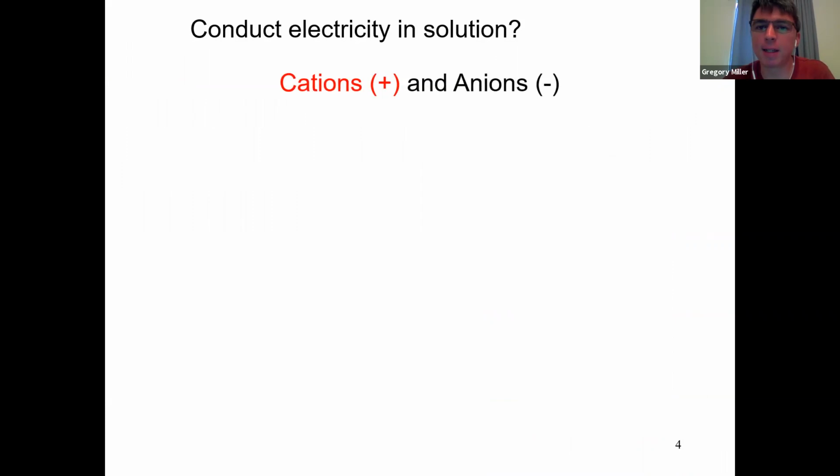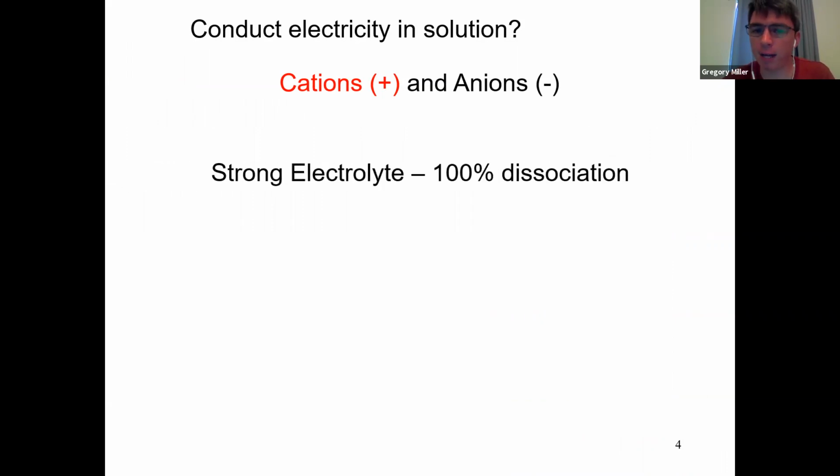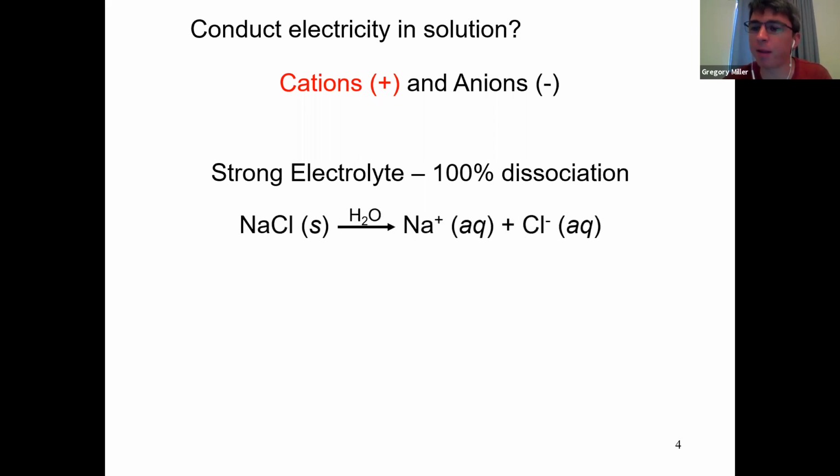In order to conduct electricity in the solution, it must break into cations and anions. Cations are positively charged, anions are negatively charged. A strong electrolyte means it has 100% dissociation; all of what you put in there completely dissociates. A common example is NaCl, or table salt. When you dissolve it, the sodium and the chlorine split apart from each other into the positive and negative ions, and all of those dissociate to conduct electricity very strongly.